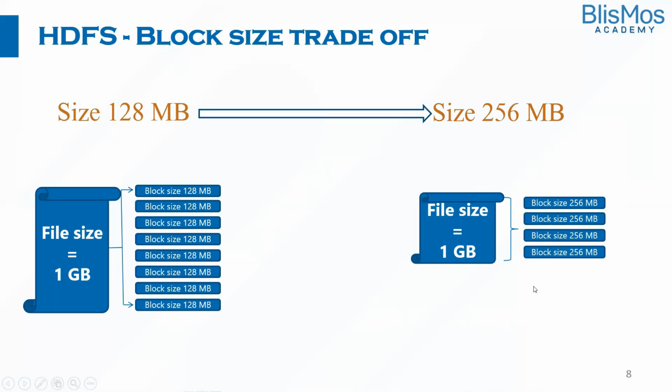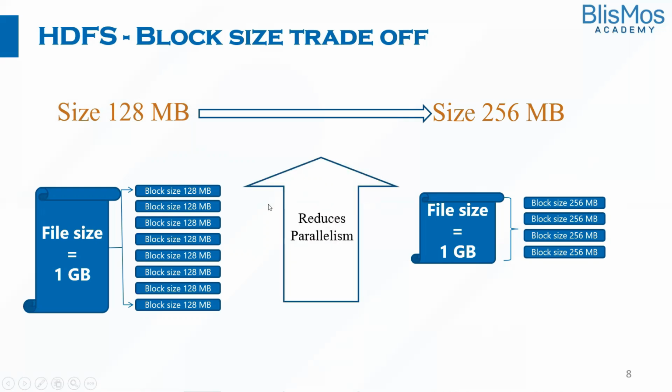What does it mean? As we know, as a part of distributed processing, processing happens on each of the blocks. Since the number of blocks has been reduced from 8 to 4, here distributed processing happens on 8 blocks, but here distributed processing happens on the 4 blocks. When you increase the block size from 128 MB to 256 MB, it is decreasing the parallelism, it is reducing the parallelism.